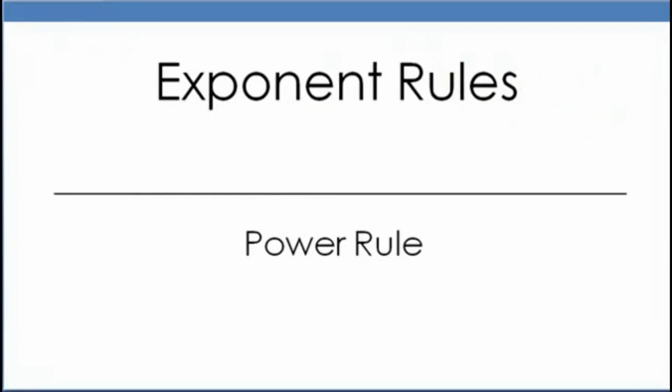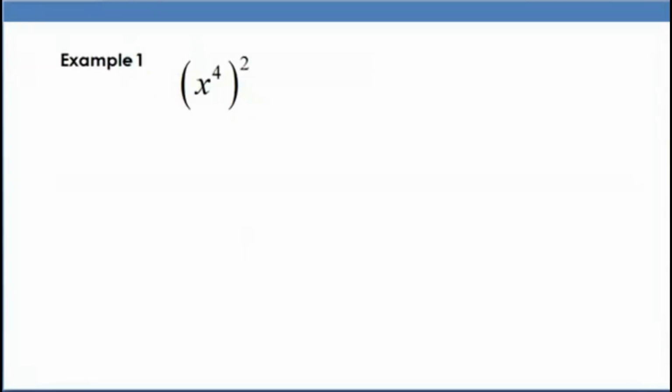Our next exponent rule that we'll look at is called the power rule. Let's look at this example and try to figure out the exponent rule for this situation. So we have a base to a power, and the entire thing is raised to a power. If we write it out for the outside exponent, it says 2 copies of everything inside. So we would have x to the 4th times x to the fourth.